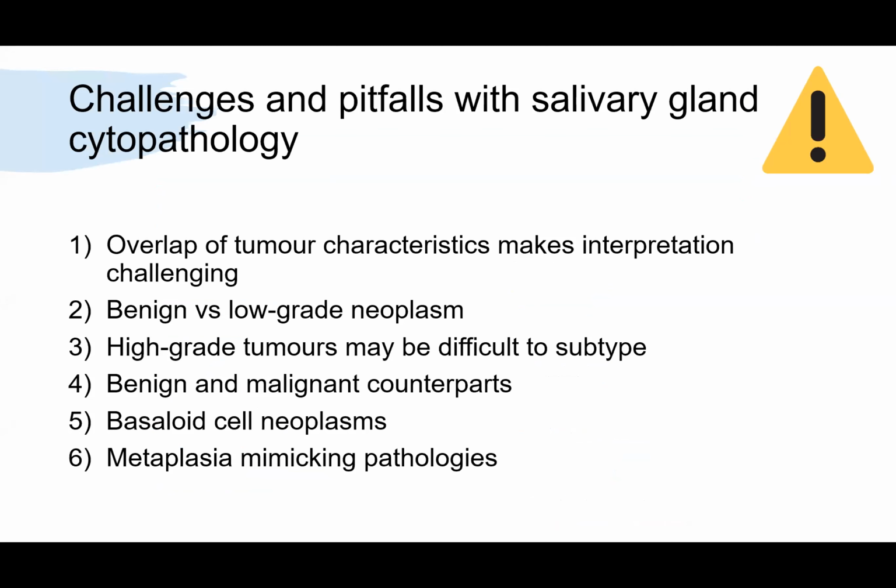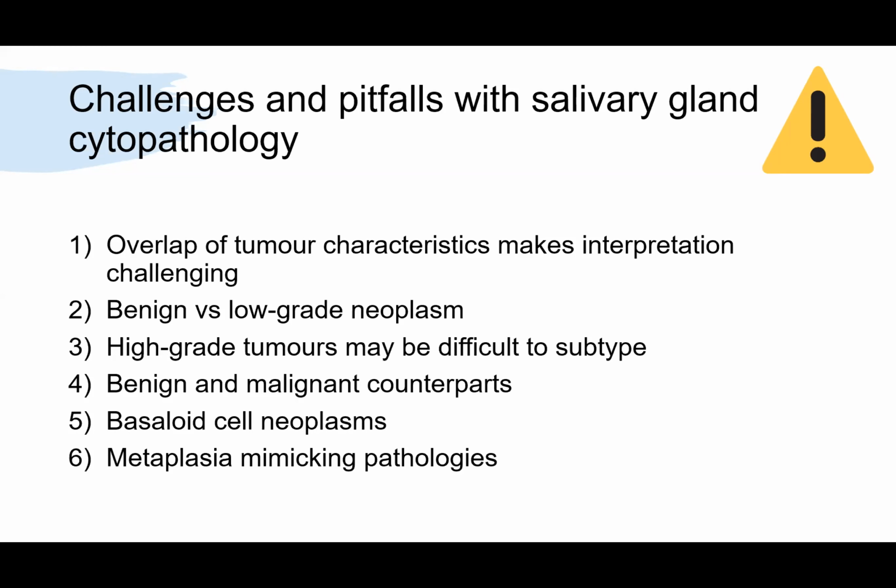Just to discuss again why we see these challenges and pitfalls within salivary gland. As I specified, they are a heterogeneous group of tumours, but despite this, there are numerous tumour characteristics which overlap, which makes interpretation by morphology rather challenging and even by immunohistochemistry. We're really good on the FNA to distinguish high-grade and low-grade malignancy, but unfortunately, one of the difficulties is trying to distinguish benign from low-grade neoplasms. Because of this, there is a high risk of false negatives with salivary gland neoplasms.